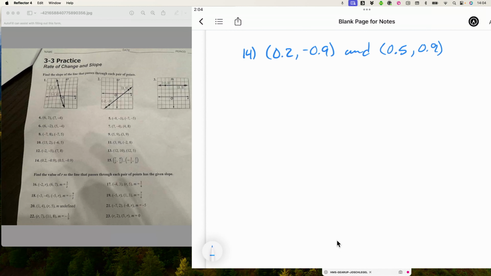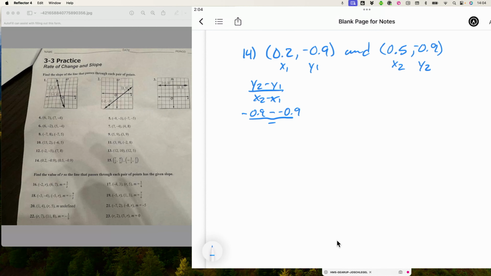That means the slope is going to be 0 because the numerator of this fraction is going to end up being 0. We'll see that in a moment. x1, y1, x2, y2, y2 minus y1 over x2 minus x1. Draw your fraction bar with your minus signs first. 0.9 minus a negative. Oh, it's negative 0.9. Yes, on both of them. We missed the negative sign on the second one.